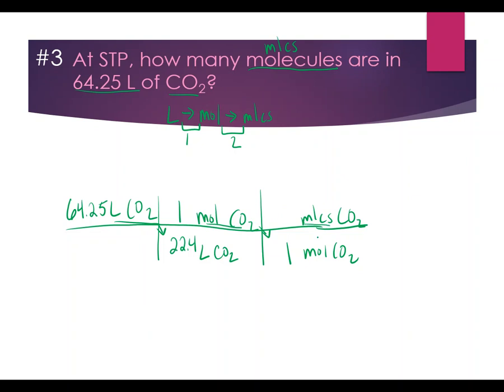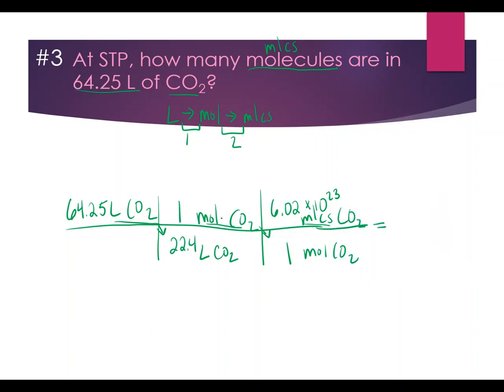What number goes with molecules? Atoms, formula units, ions. What value do we always assign to any type of particle? Yes, Avogadro's number. So this is 6.02 times 10 to the 23rd. Now let's look at canceling here.